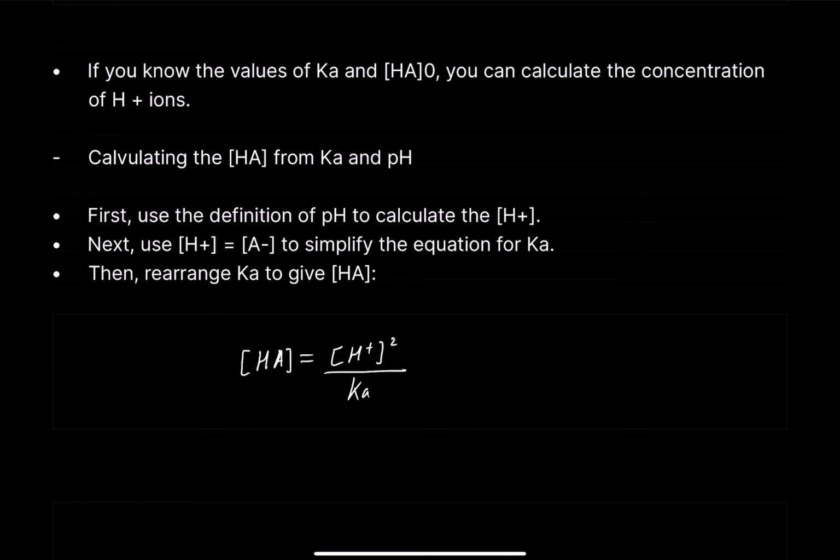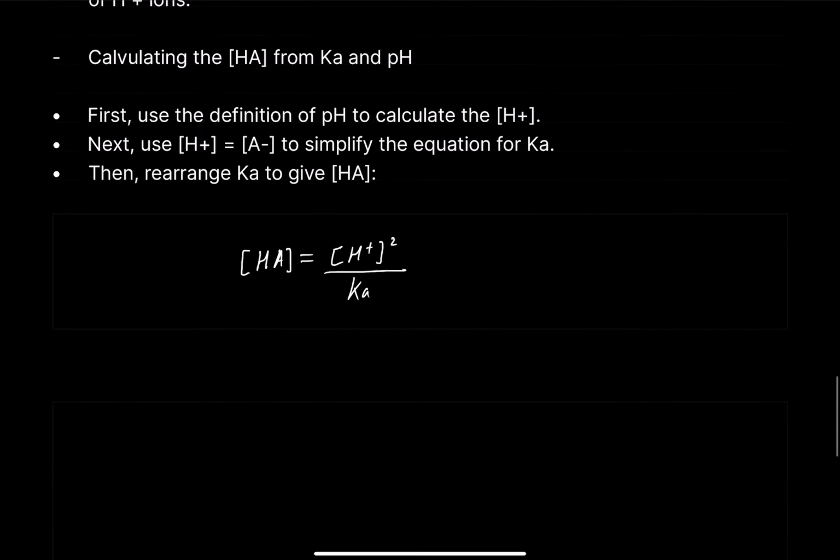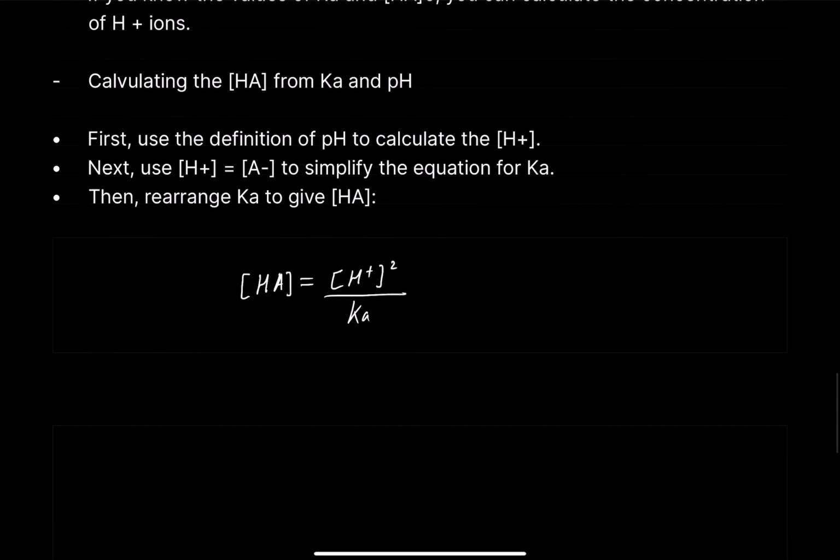So yeah, if you know the values of Ka and HA0, you can calculate the concentration of H plus ions. Now, calculating the HA from Ka and pH. This here is just a rearrangement. So first use the definition of pH to calculate the H plus.